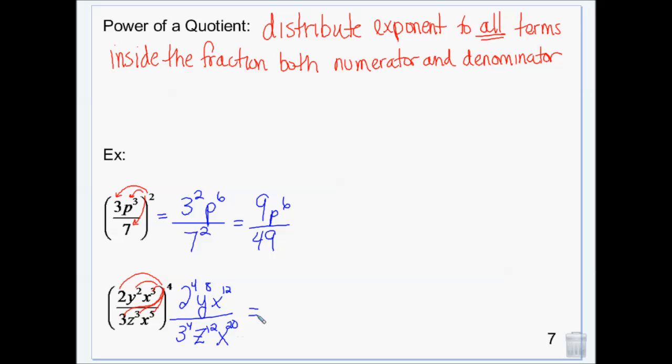Okay. 2 to the 4th. 2 times 2, 4 times 2, 8 times 2, 16. 3 to the 4th. So 3 times 3 is 9, times 3 is 27, times 3 is 81.